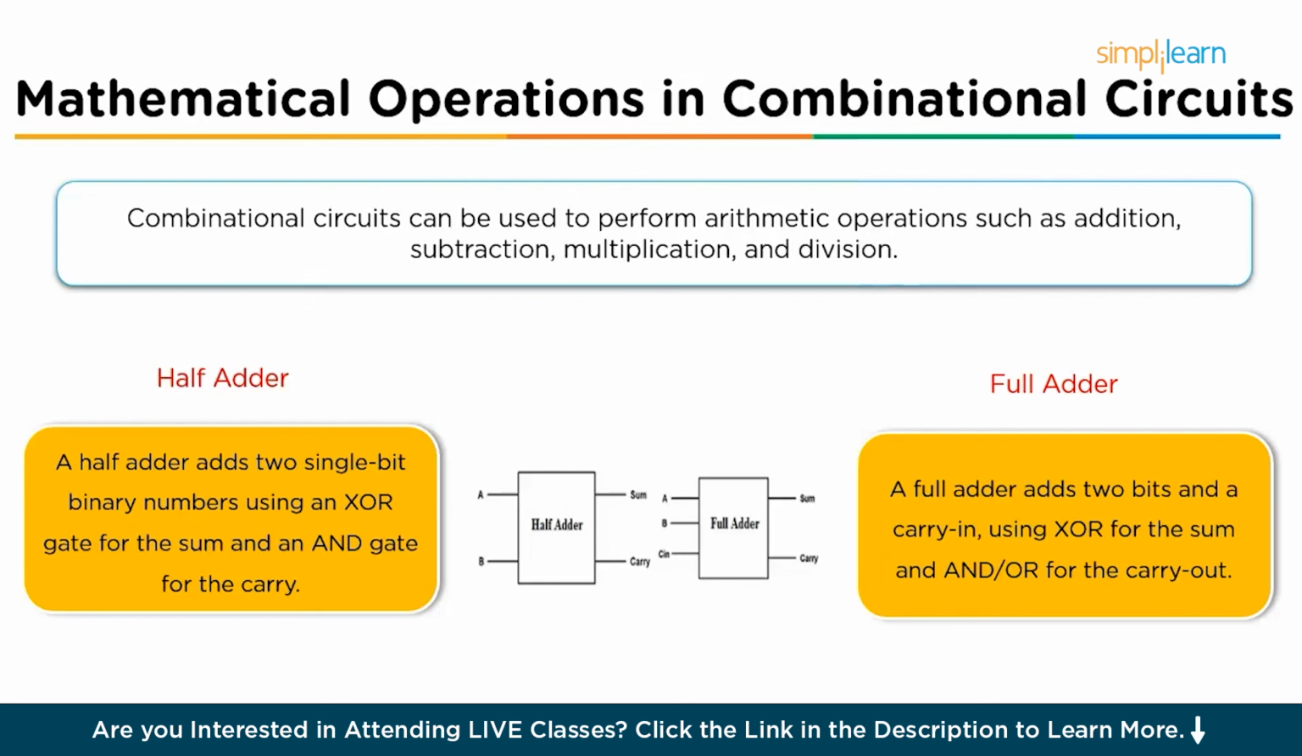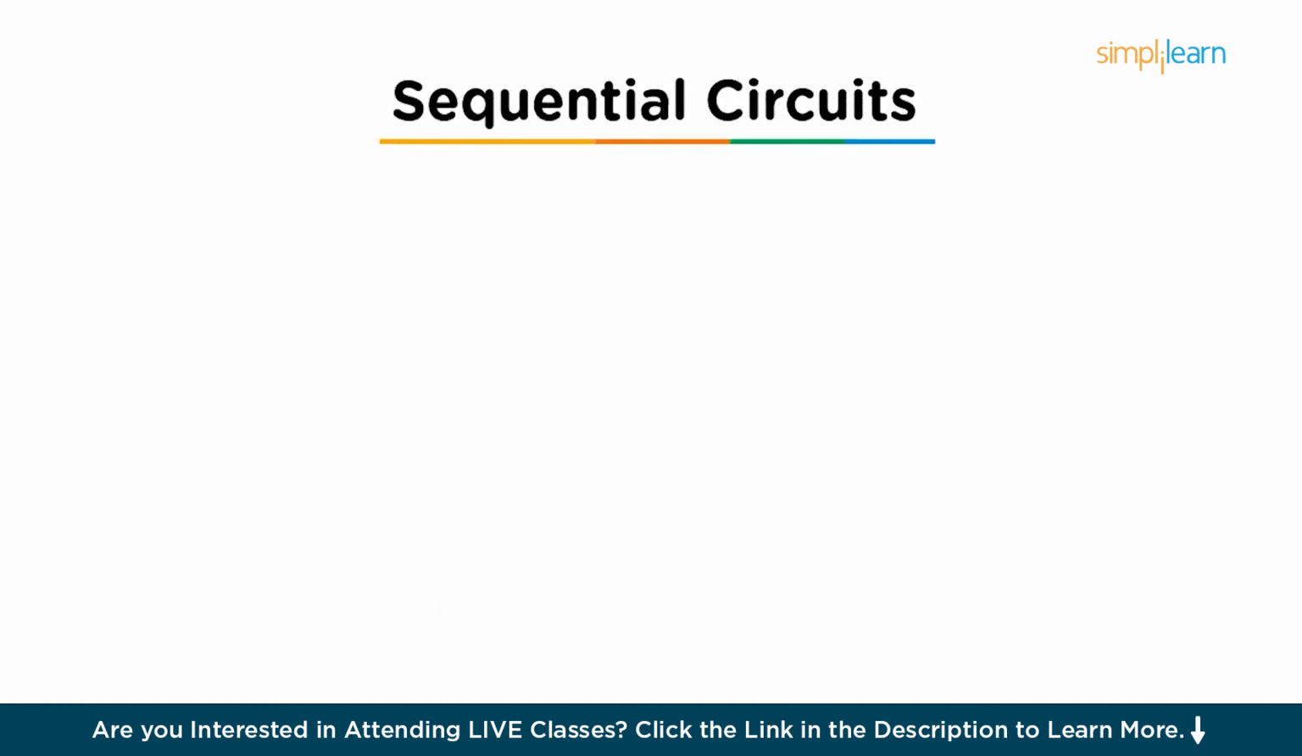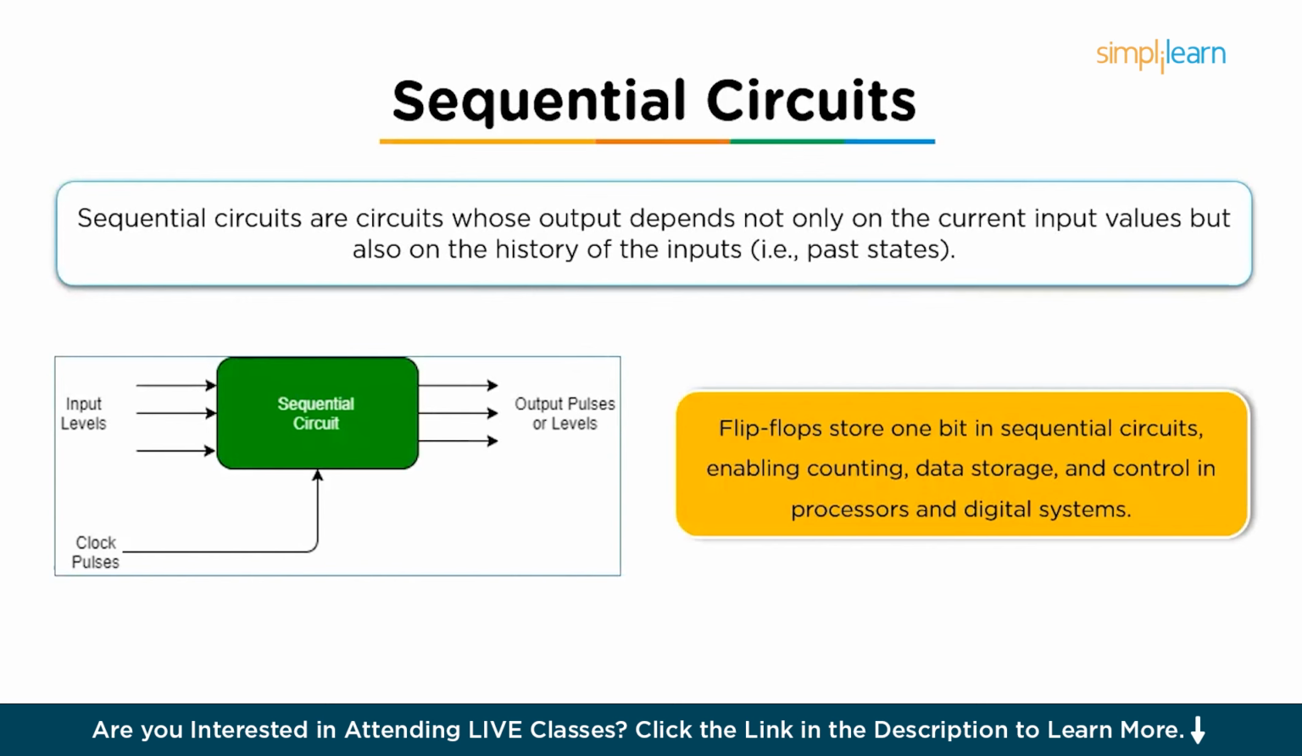So after understanding the combinational circuits, let's jump into the sequential circuits. So what are the sequential circuits? Sequential circuits are circuits whose output depends not only on the current input values but also on the history of the inputs. So this means that sequential circuits have memory elements that allow them to store information about previous input. So these circuits can remember their previous states and use this information to influence future output.